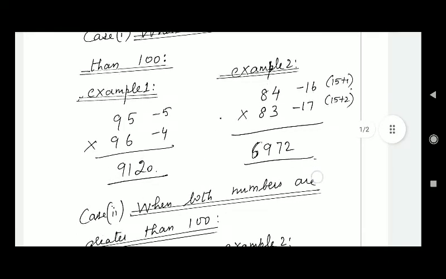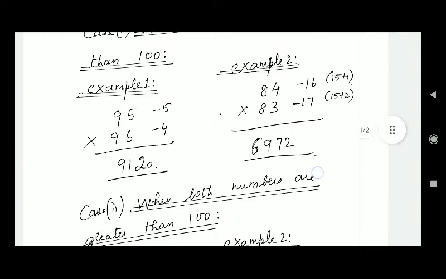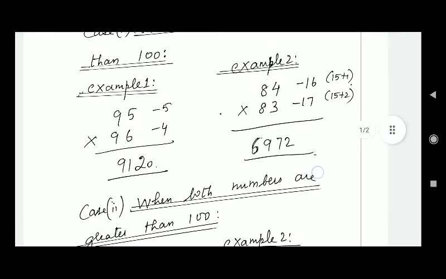Now let us consider example 2, when both the numbers are in the range from 80 to 90. So let me consider 84 and 83. When I multiply 84 and 83, since 84 is 16 less than 100 and 83 is 17 less than 100, I shall write both of them respectively on the right hand side, minus 16 and minus 17. Now I have to pick only two digits, so I have to multiply minus 16 into minus 17 first.